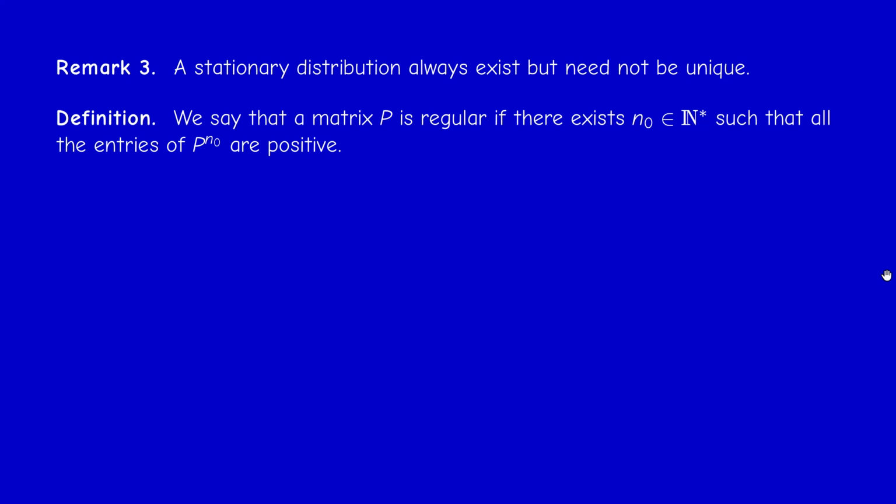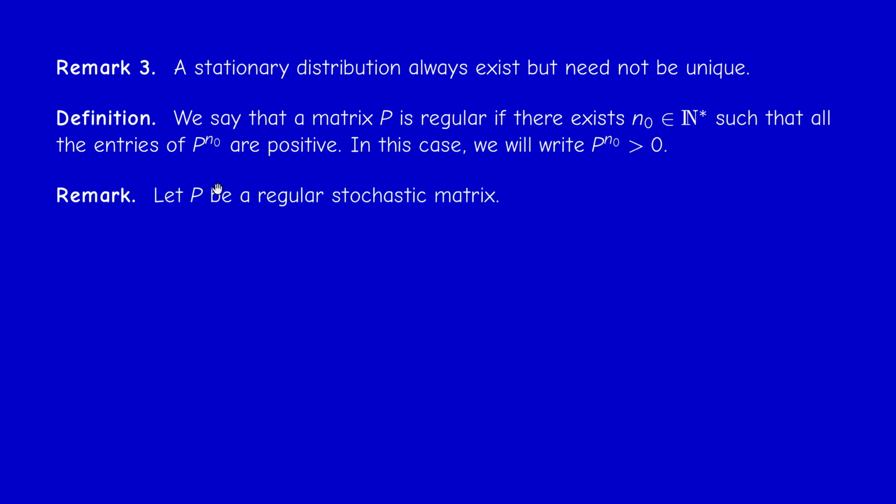Now, we have another condition, that of regularity of the matrix P. What does it mean to say that a matrix P is regular? A square matrix P is regular if there exists a positive rank n0 for which all the entries of P to the n0 are positive. So some power of P has positive entries, if you like. But this implies actually that starting from a certain rank, all the entries of P^n are positive. And I will prove that in this remark.